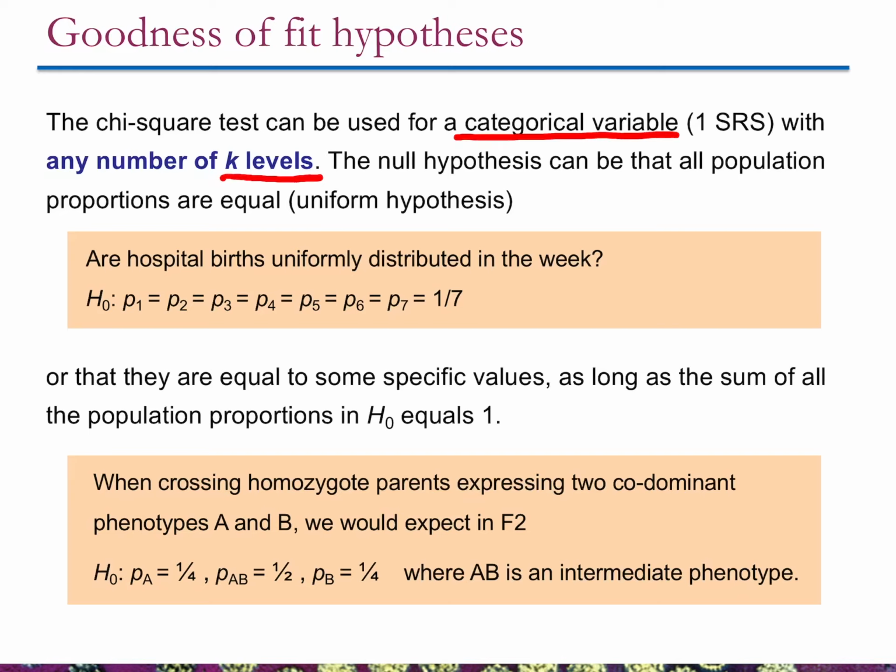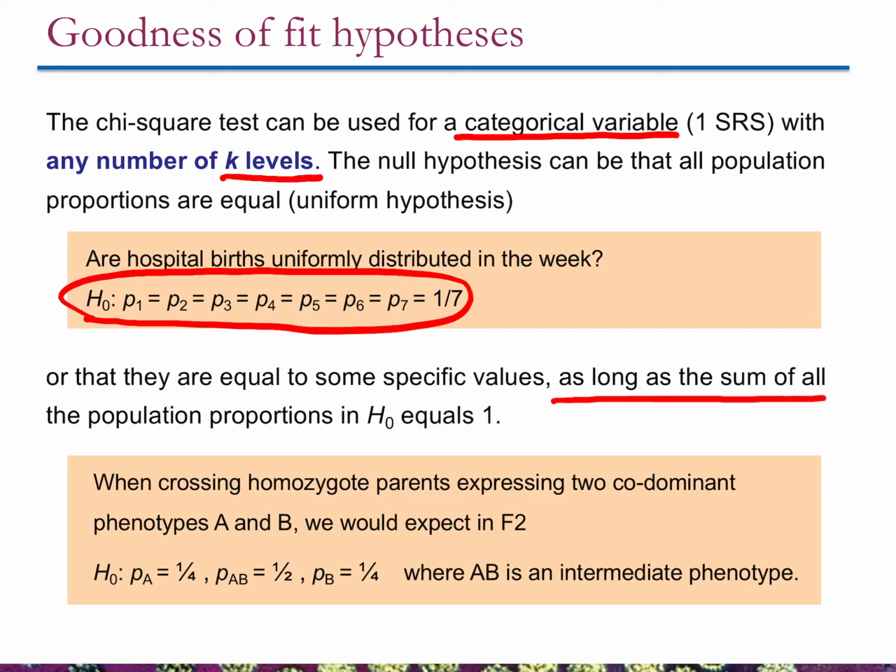The null hypothesis in the chi-square could be simply that all population proportions are equal. That's a uniform hypothesis, and that's actually what we saw in our births example. That's one possibility, or we could have a situation where the proportions are equal to some specific values that we know in advance. But again, the sum of all the population proportions has to equal 1. They have to add up to 1.